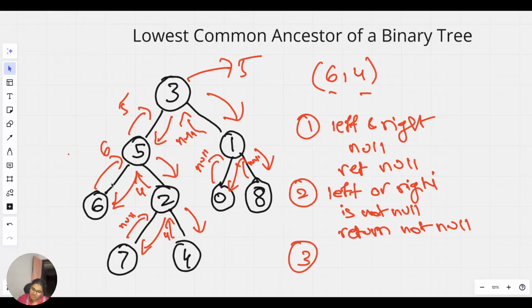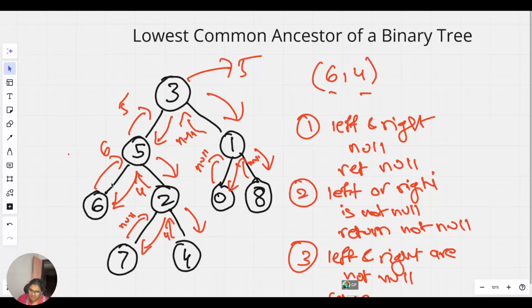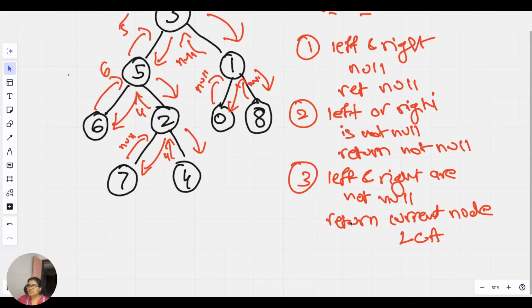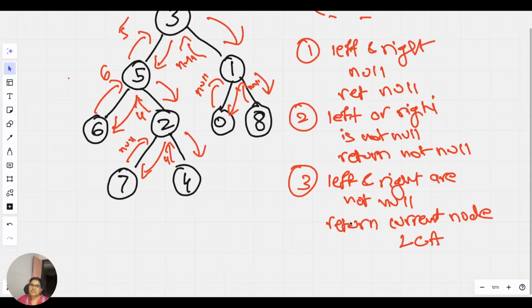Now, what if both are not null? Left and right are not null. If both are not null, that means on left you found something, on right you found something. In this case, we have to return the current node, which will be the common ancestor, lowest common ancestor. That is how we will solve this. So these are the three simple cases that we have.